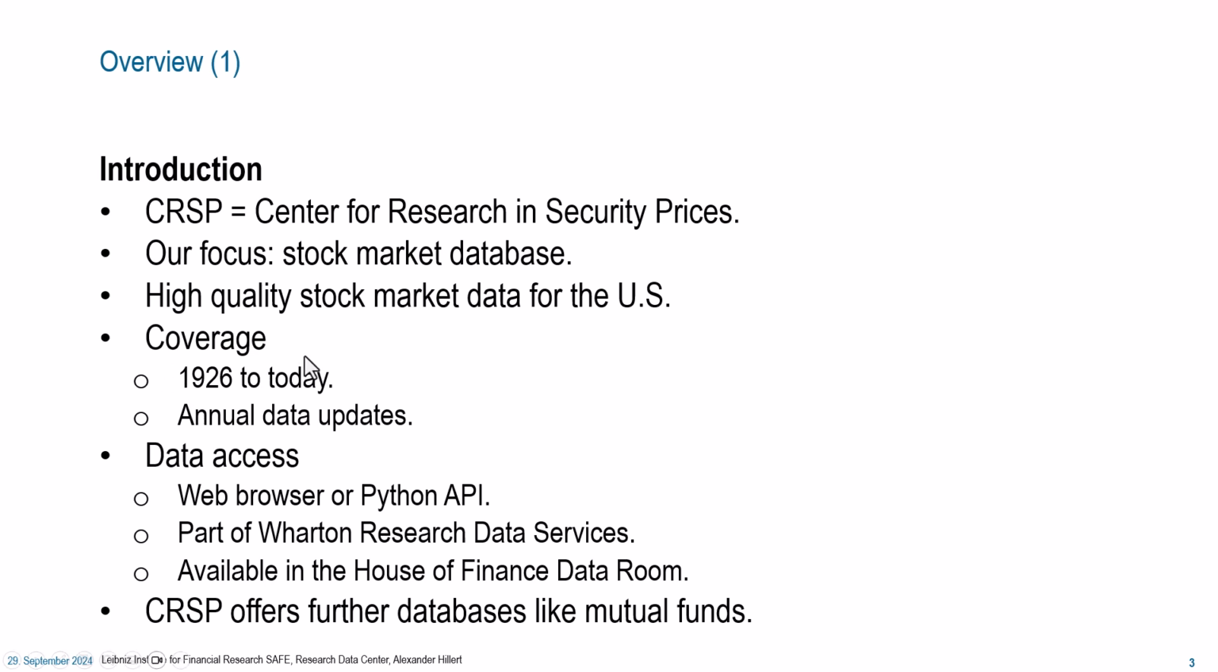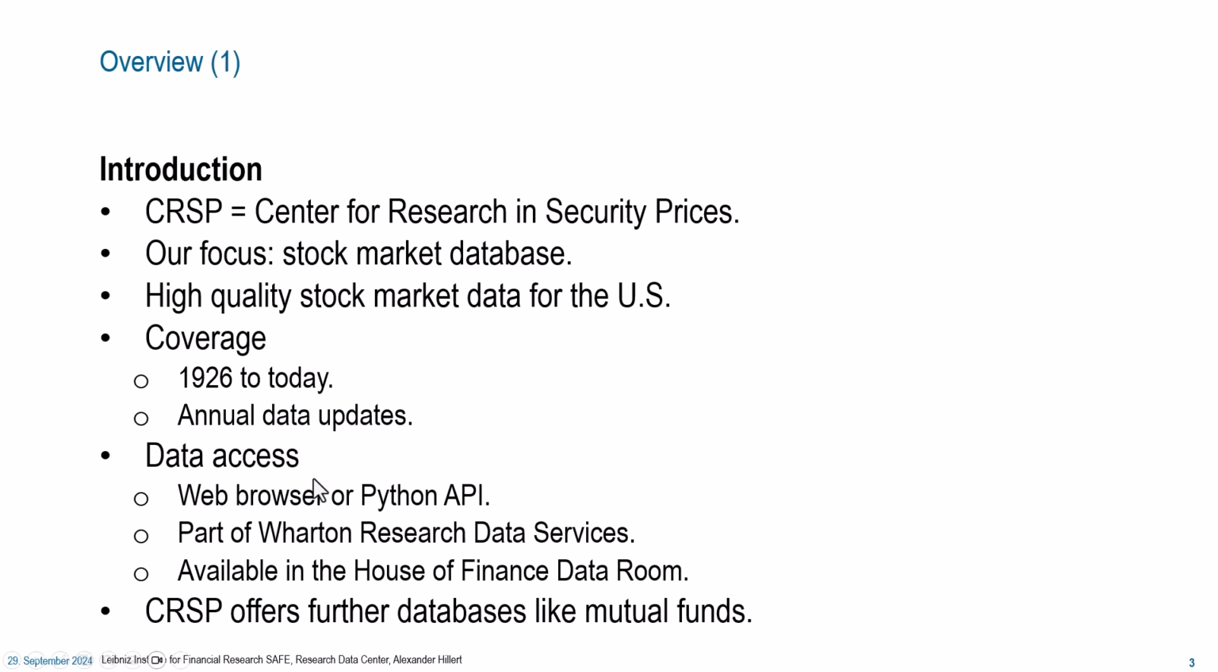As I already said before, we have a very long sample period that we can get from this database going back to 1926. So you can cover the Great Depression in the 1920s and 1930s, the World Economic Crisis, the Second World War, but of course also the more recent periods like the COVID pandemic or the Great Financial Crisis. The database is annually updated, typically in mid-February. So currently, when we record this video here in September 2024, we could get data until 2023.